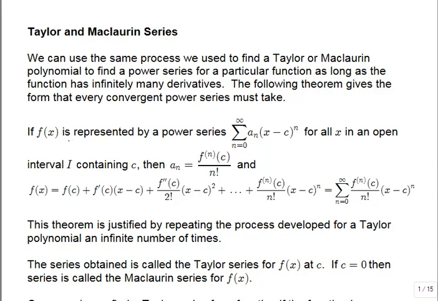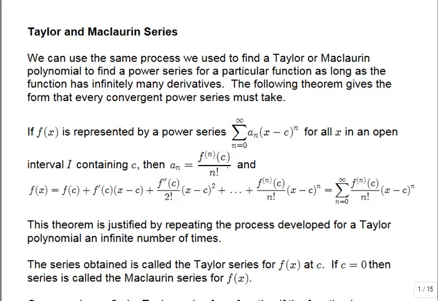If a function f of x is represented by a power series of the form the sum from n equals 0 to infinity of a sub n times (x minus c) to the n for all x in an open interval I containing c, then these coefficients a sub n equal the nth derivative evaluated at c divided by n factorial, so that our function f of x is equal to f of c plus f prime of c times (x minus c) plus f double prime of c over 2 factorial times (x minus c) squared, and so on.